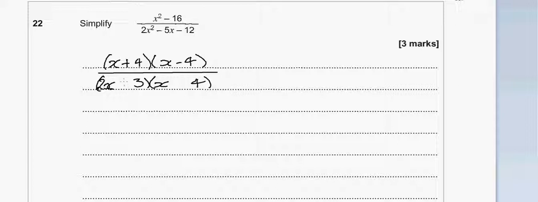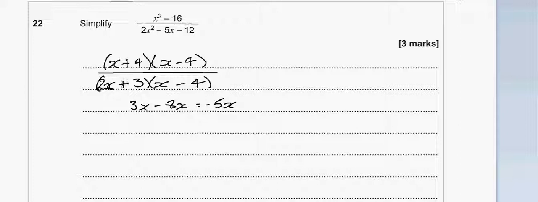So let's say that I say this is plus 3 and this is minus 4. Now I know that 2x times x gives me 2x squared. I know that plus 3 times minus 4 gives me minus 12. What's important is, can I get the minus 5x? Now 3 times x gives me 3x. Now 2x multiplied by minus 4 gives me minus 8x. Now 3x minus 8x does give me minus 5x. So I know that my signs are in the right place.